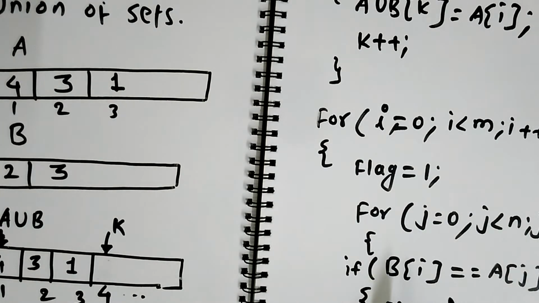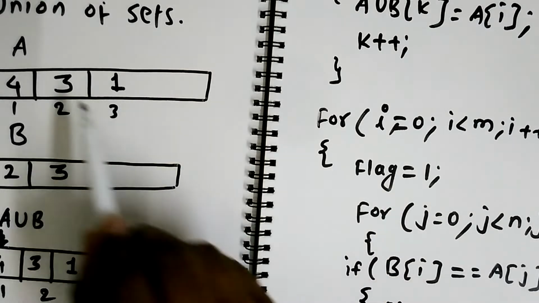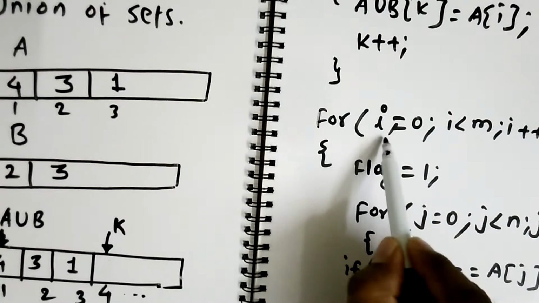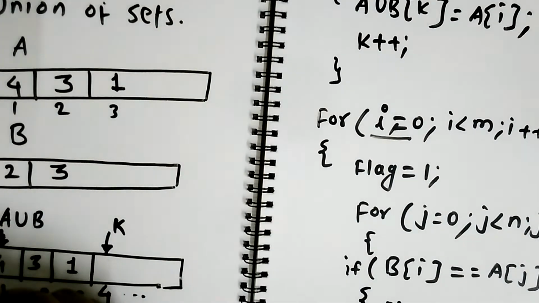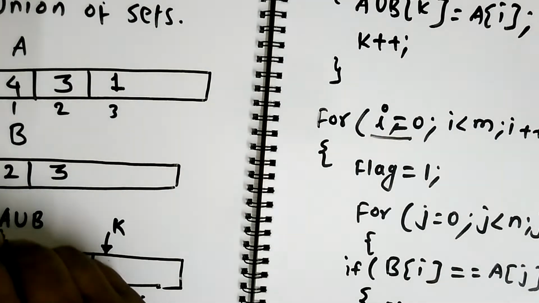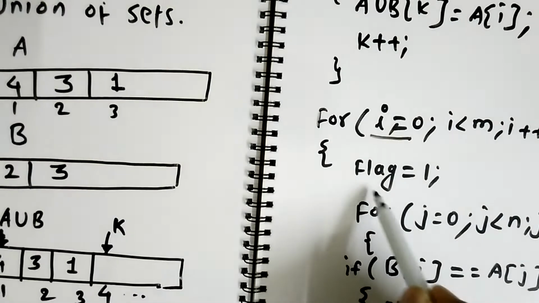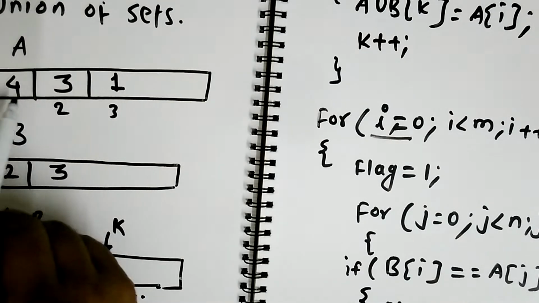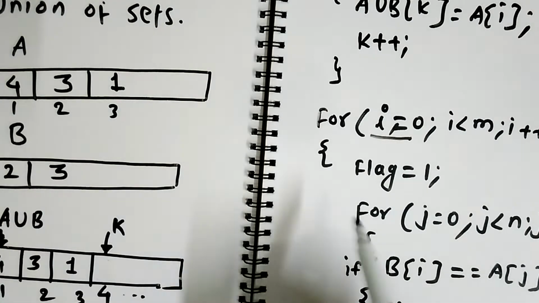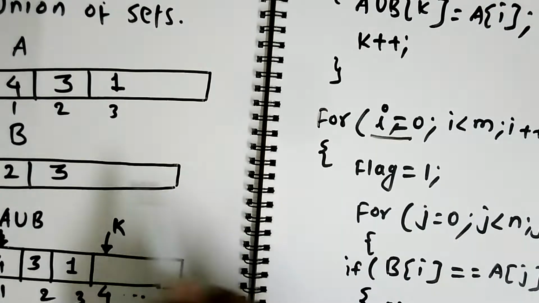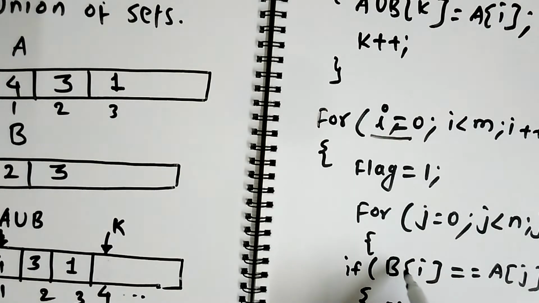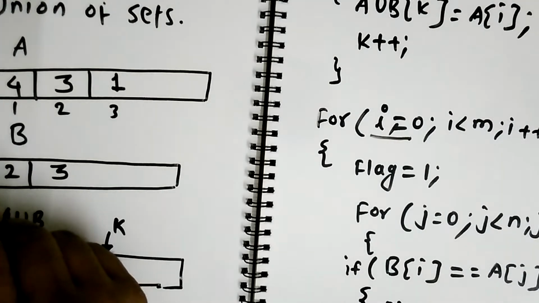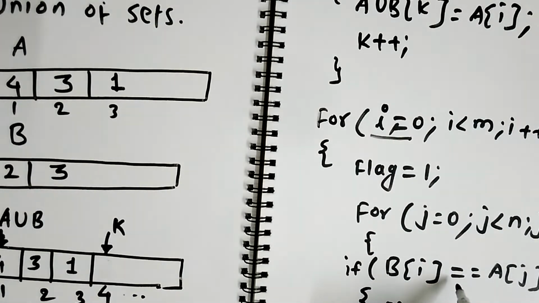Let me once again tell what I did. I picked this element, B of I. Now I assume it is not there in this array, which is why I set the flag for that as 1. Then I start checking the entire array A, starting at 0. Is B of I, that is 1, equal to A of 0? No, it's not, so the condition is not true.